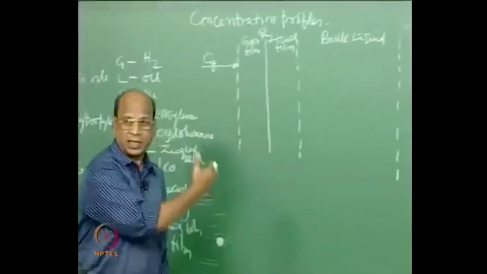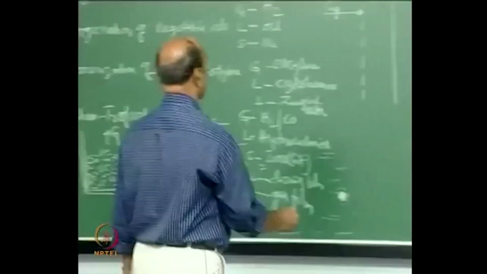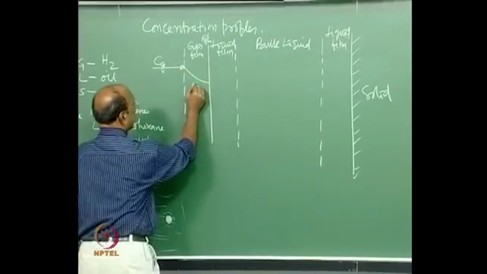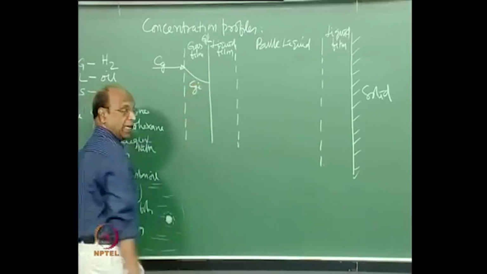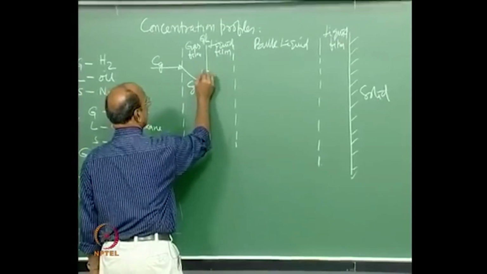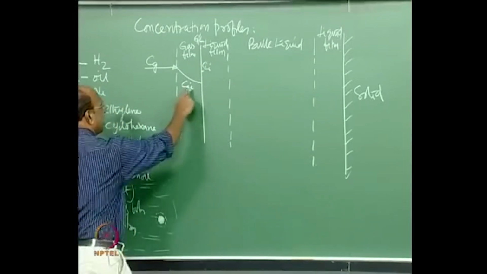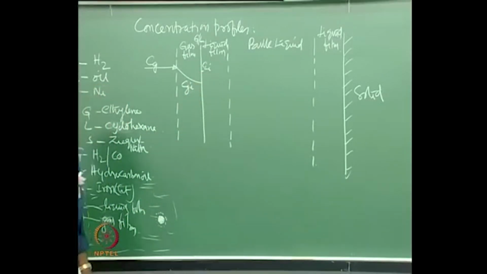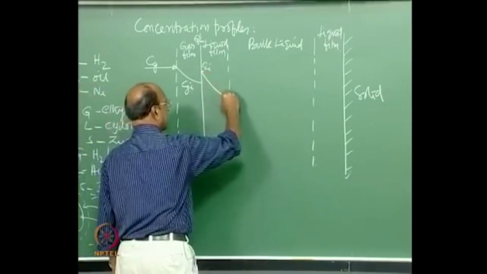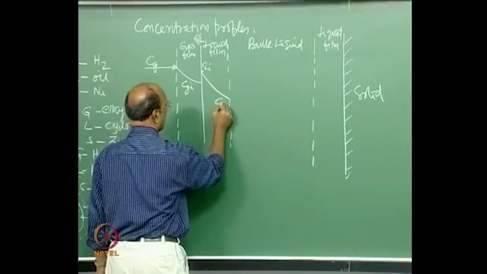If I remember correctly, I gave this one as a surprise test, and I think most of you also wrote this. So then we have here a concentration drop. This is CGI, and depending on your Henry's law constant, this can be CLI. CGI and CLI are related with the Henry's law constant. Then from here it goes to the bulk, and this is CL.